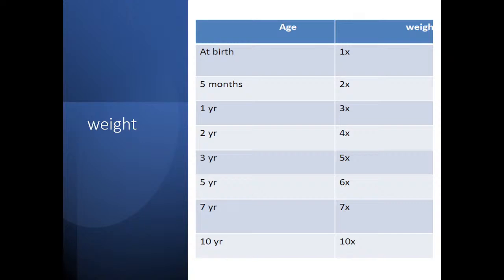At 2 years the weight is almost 4 times. At 3 years the weight is 5 times. At 5 years it is 6 times. At 7 years it is 7 times. At 10 years it is 10 times. So this is the rough formula. You can plot it on the growth chart and decide what the exact weight is.